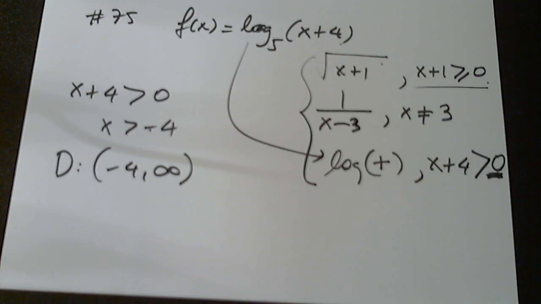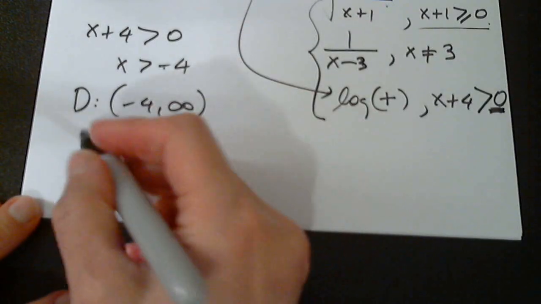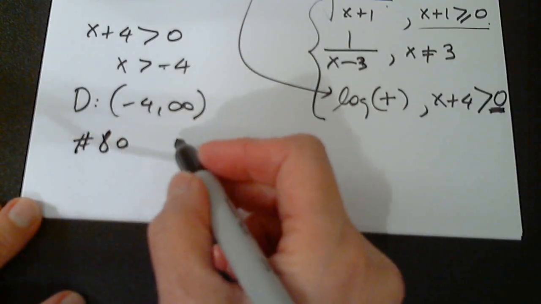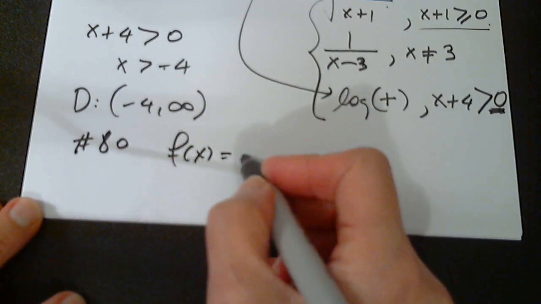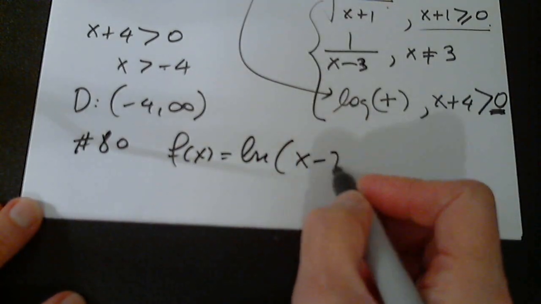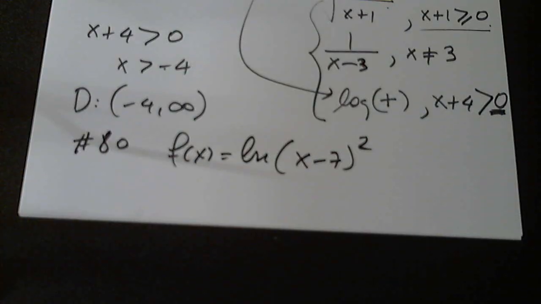So let's choose. Can we do 80? Yes, please. So in 80, we have f of x equals natural log of x minus 7 squared. Perfect.